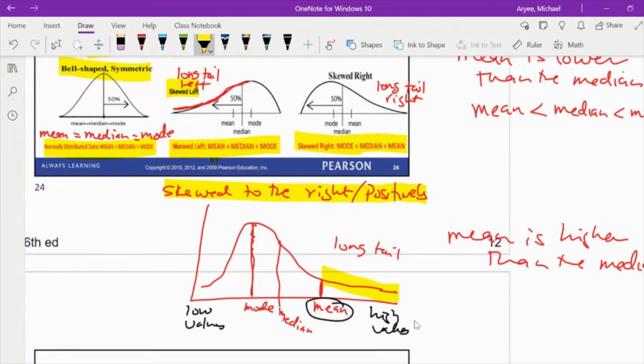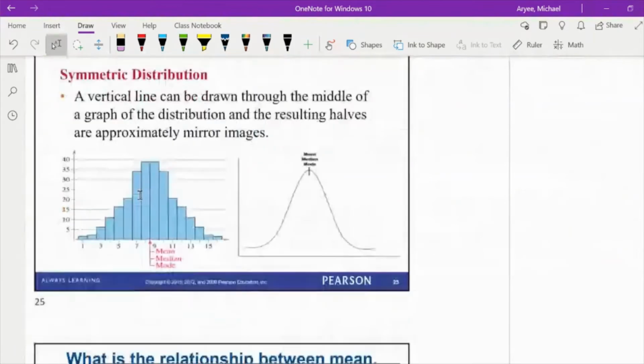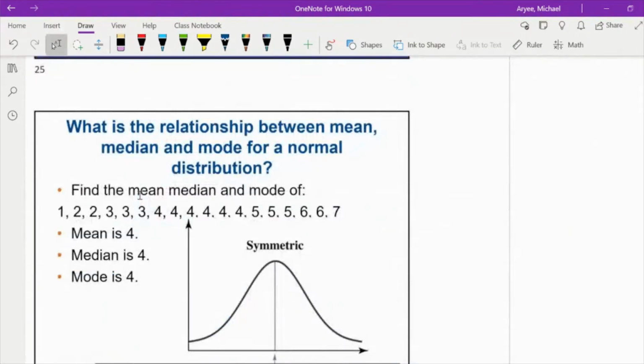Okay, so take note of how the mean, median, and the mode relate to the shape of the distribution, whether symmetrical, skewed to the left, or skewed to the right. Okay, so we've seen, sometimes though, you could just be given the data.